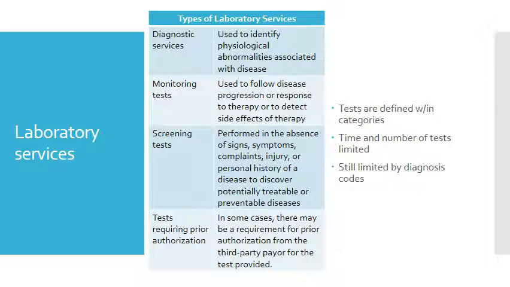So PSA, for example, can be a diagnostic test, but for most men, it's a screening test. And so the PSA is done to screen for the presence of potentially malignant cells or at least hyperplasia of the prostate. It's not a monitoring test. So if the patient has been diagnosed with prostate hyperplasia, then it might move to a monitoring test, and from there potentially to a diagnostic test the first time that it's done.